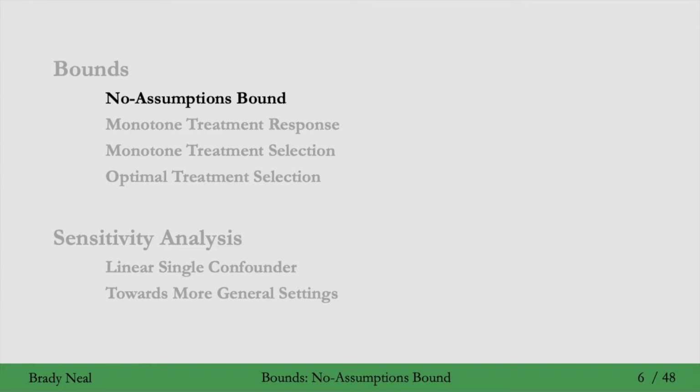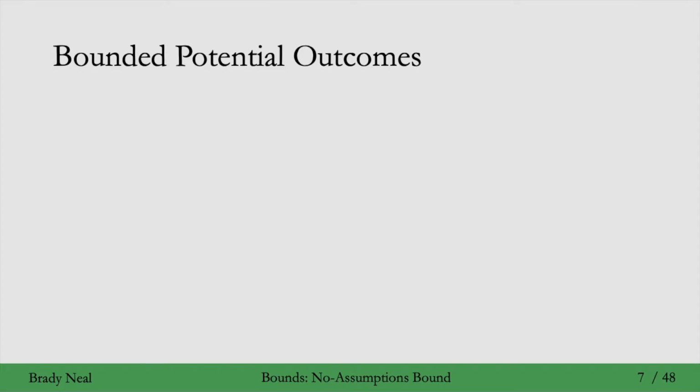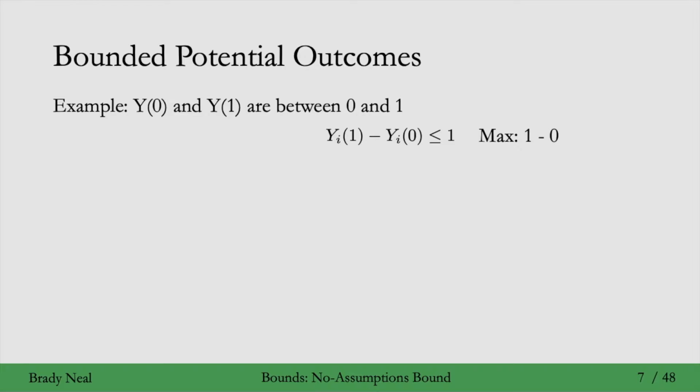We'll now move on to what's sometimes referred to as the no assumptions bound. It's called this because all we need to assume is that the potential outcomes are bounded. For example, if we know that y0 and y1 are between 0 and 1, then we know that all individual treatment effects must be less than or equal to 1.